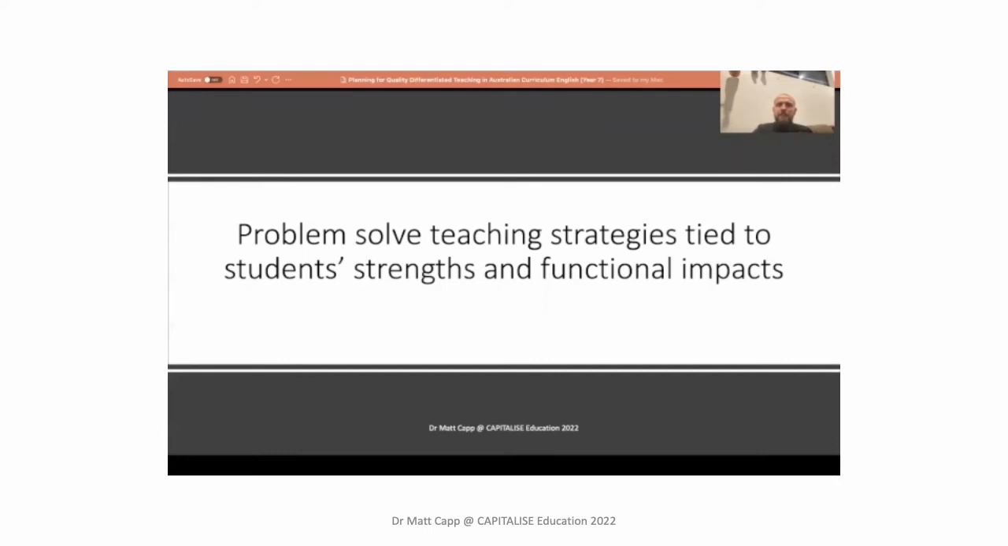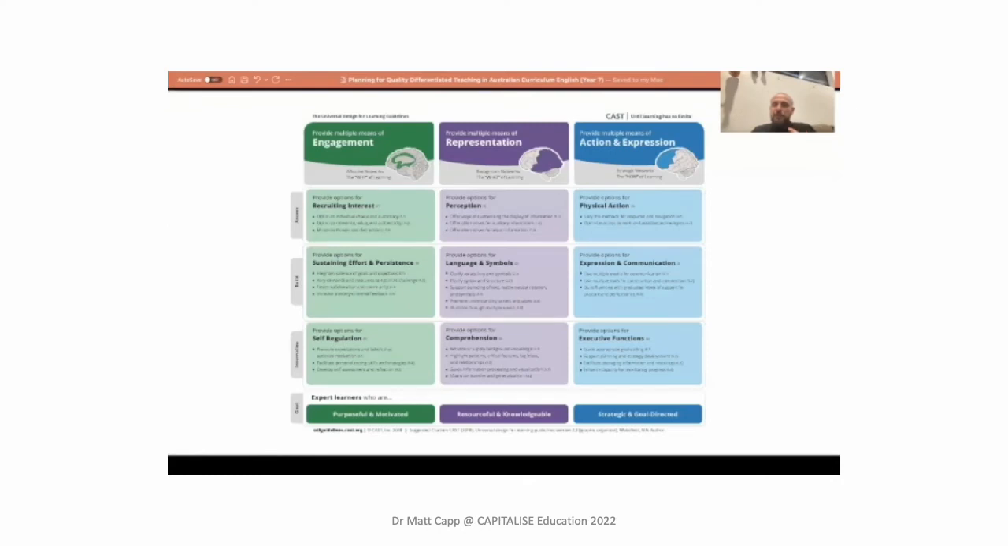Now that we've identified our common characteristics, our associated strengths and functional impacts, we need to problem solve around strategies that we can tie to those. And this is where the UDL framework becomes very useful. The UDL framework is not a set of strategies, but a problem-solving tool that, when we think about our students' strengths and functional impacts, we can look at the framework and solve around strategies that can be used to target those.